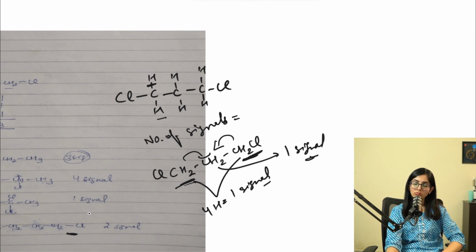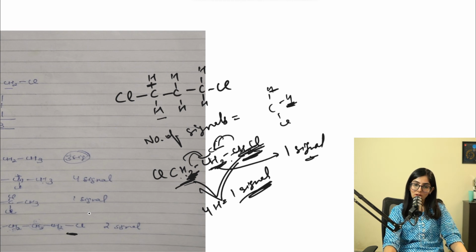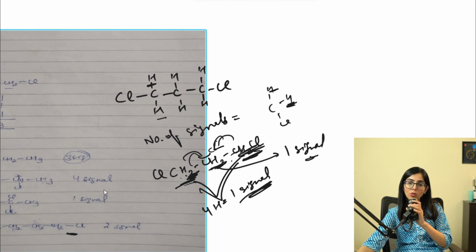There is no chiral carbon. So there is no point that this hydrogen will be giving two signals. You can see this is CH2Cl, which is not chiral because it is connected to the same atom twice. So these two hydrogens and these two hydrogens will be giving one signal because they are connected to the same CH2, same environment, guys. Completely same. So basically the total number of signals will be two.